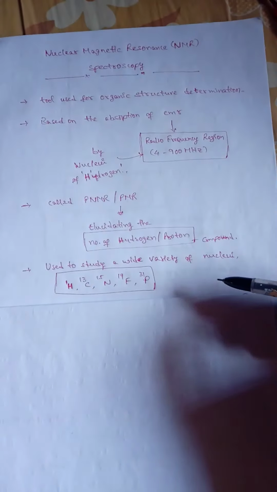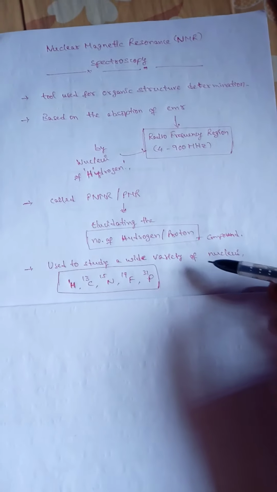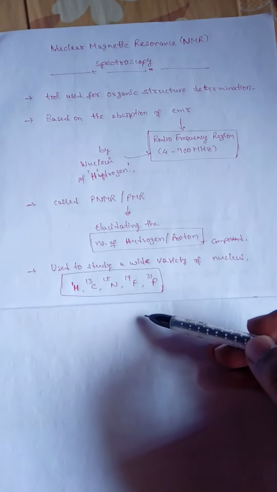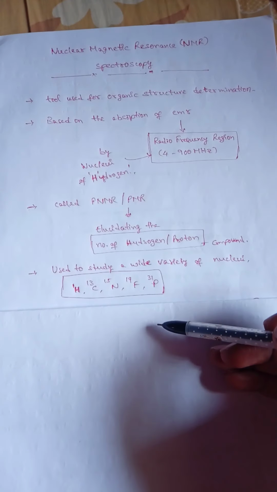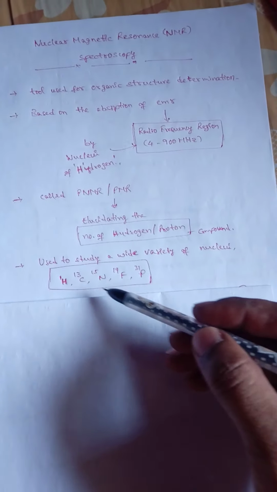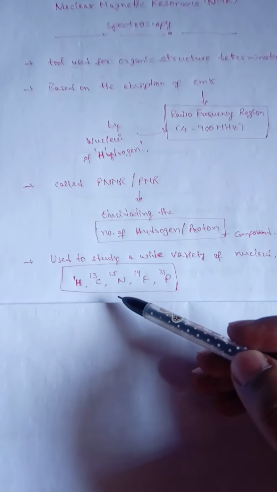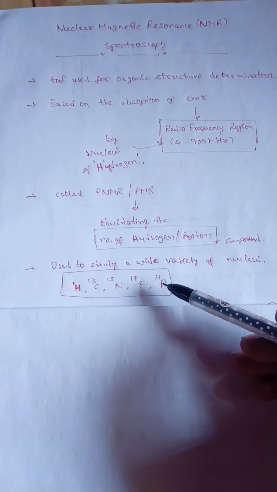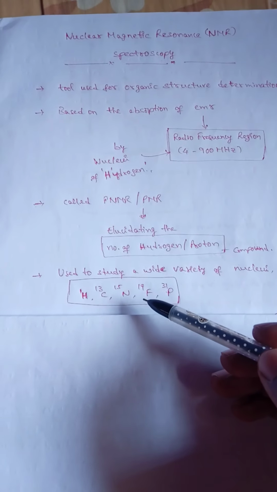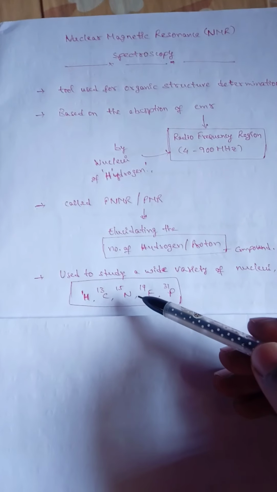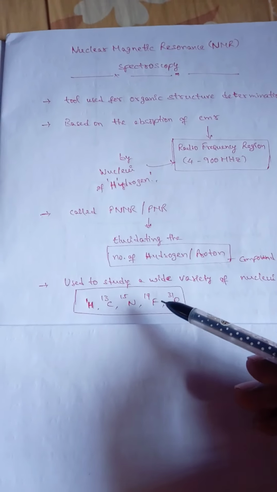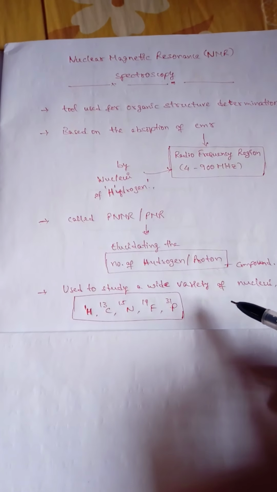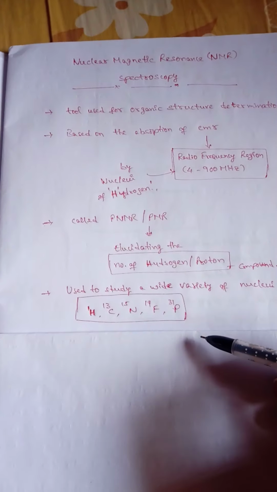NMR spectroscopy is also used to study a wide variety of nuclides. Here we have different nuclei given, that is hydrogen 1, carbon 13, nitrogen 15, fluorine 19, and phosphorus 31. These are nuclei with an odd atomic number or odd mass number, and such a nucleus spins. The spinning charged nucleus generates a magnetic field.